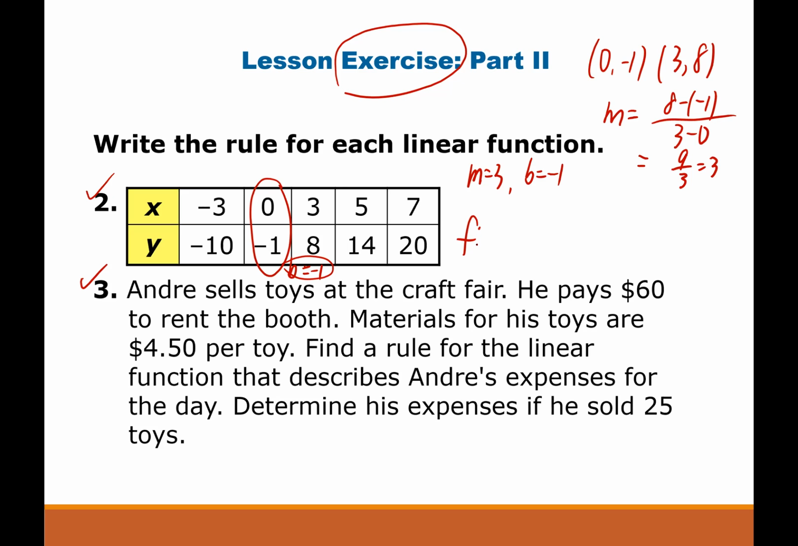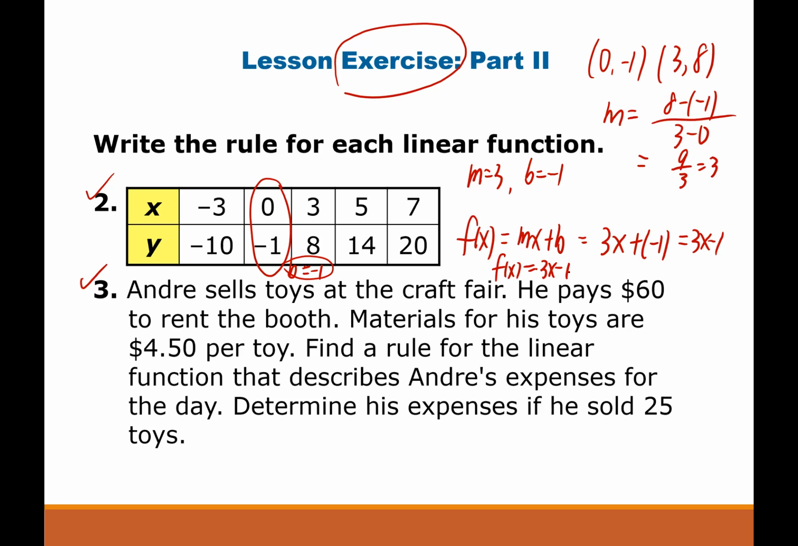So the function notation should be, I will do it quick, right? f of x equals mx plus b. So it will be 3x adding -1, and simplified, it becomes 3x minus 1. So the function notation should be f of x equals 3x minus 1 for this. Okay.